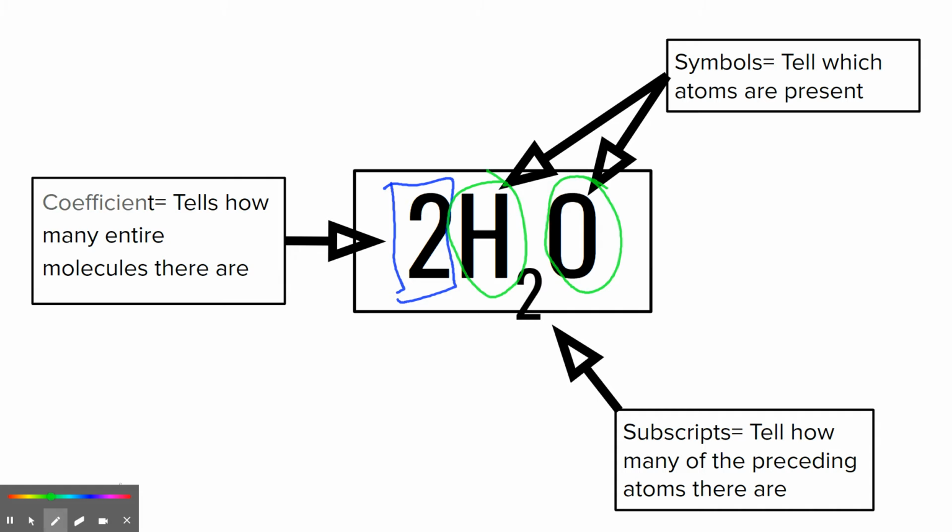Finally, we have a subscript, which is the smaller number, and it tells how many of the preceding atoms there are. So in this example, it's saying in each molecule there are 2 hydrogens. Because there are 2 molecules, we would have to multiply 2 times 2 and get 4.